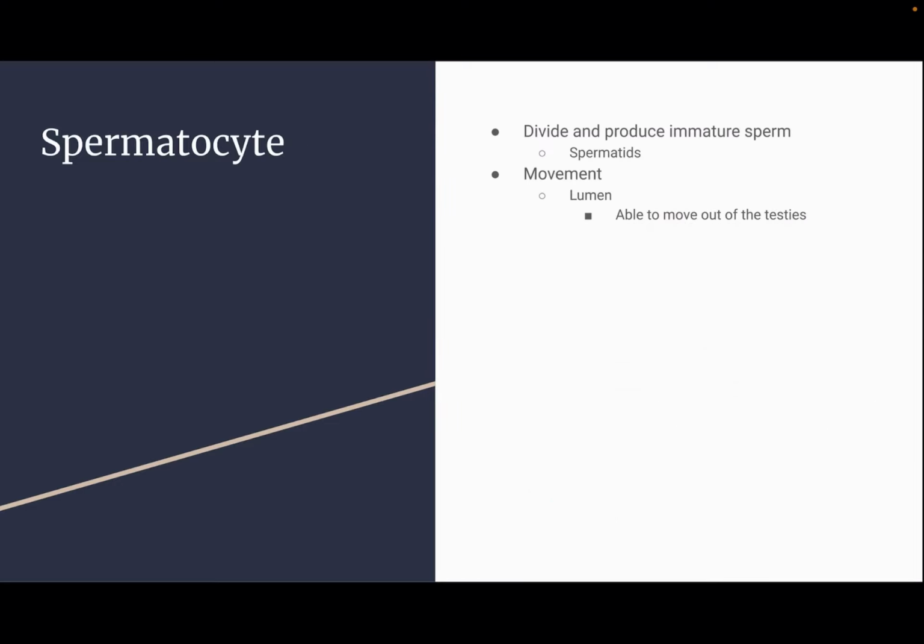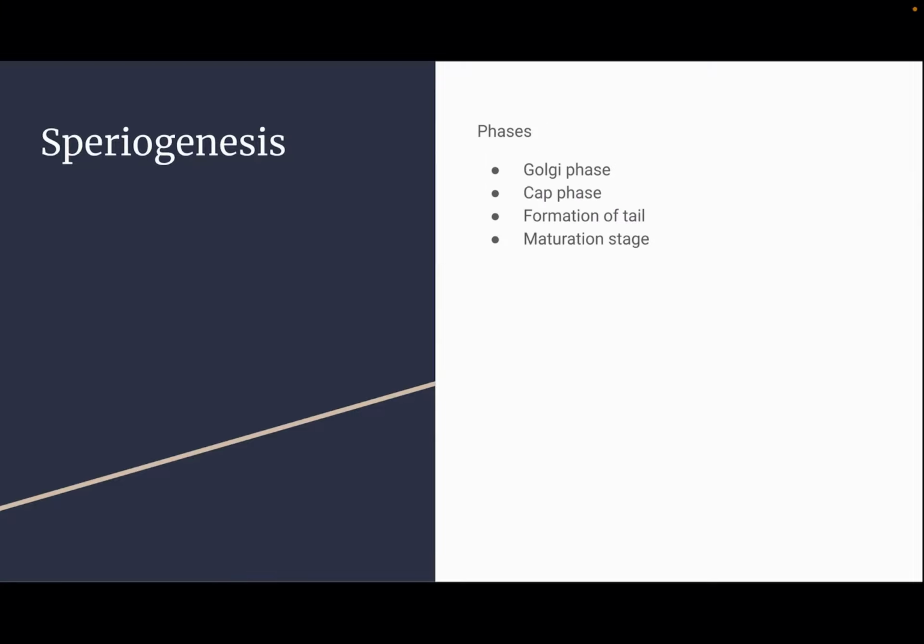For the spermatids, it is the division and the production of mature sperm. These are spermatids. They are able to fertilize an egg and produce embryos, as I previously mentioned. And they have movement. They move towards the lumen, so they are able to move out of the testes and go into the reproduction stage, as I previously mentioned.